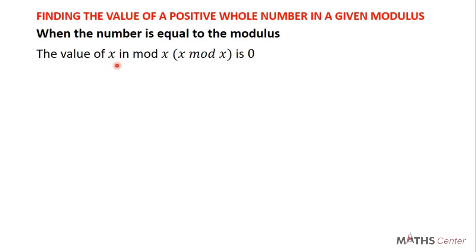The value of x in mod x, which is written as x mod x, is 0. So x mod x is equal to 0. This means that when the number is equal to the modulus, then the value of the number in that modulus is 0. So the number x is the same as the modulus, which is x. So x mod x will give us 0.